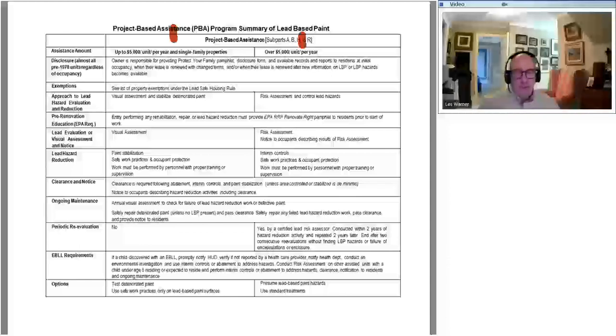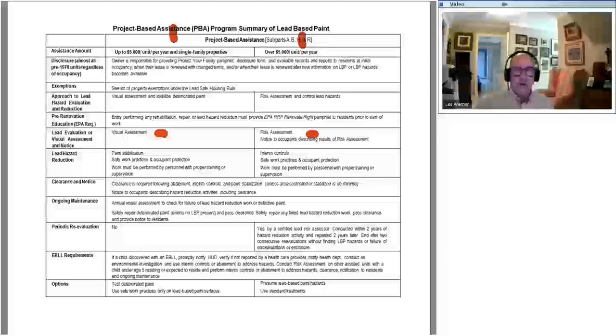So in this case where we're talking about project-based assistance, we are simply looking at the project-based assistance that's being provided for that property, the total for that property, and dividing it by the number of units that are being assisted to come up with an average per unit. And so then based on that averaging, we determine which of these protocols we're going to be following, whether we're doing a visual assessment or a risk assessment for this.